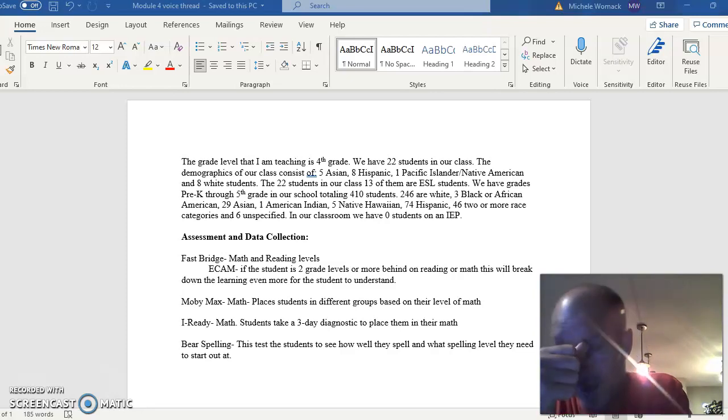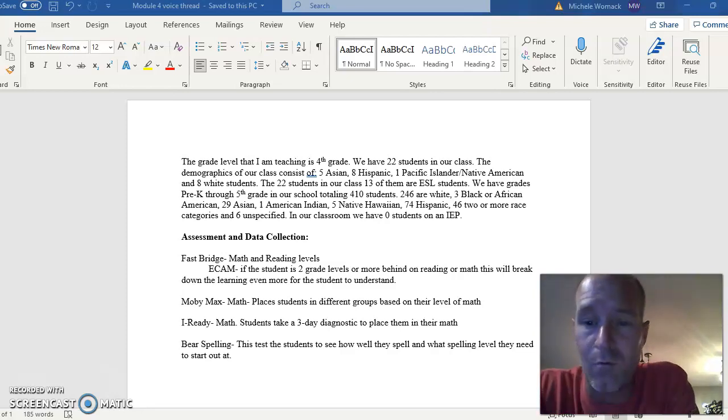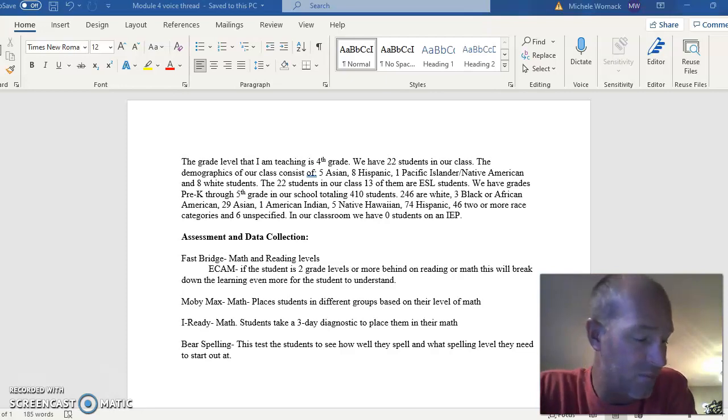The sources that I have are what I've seen in the classroom and talking with my classroom teacher about these things that we do in our classroom. This is where I got my information.